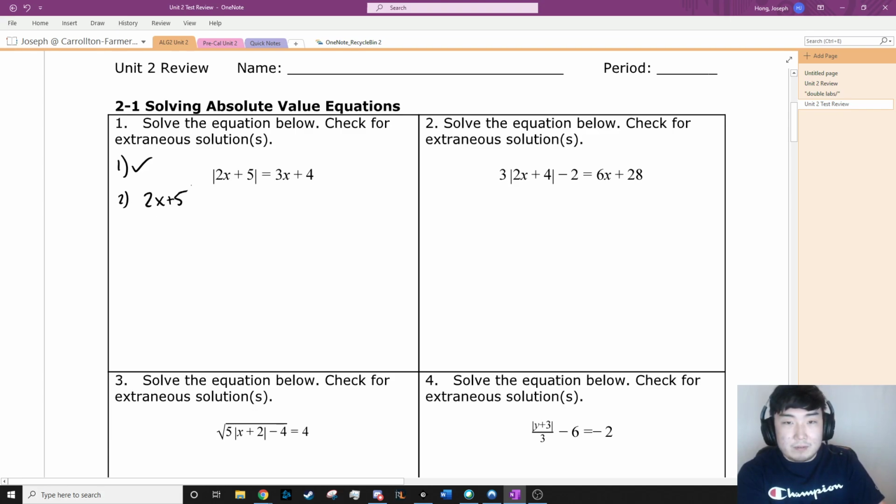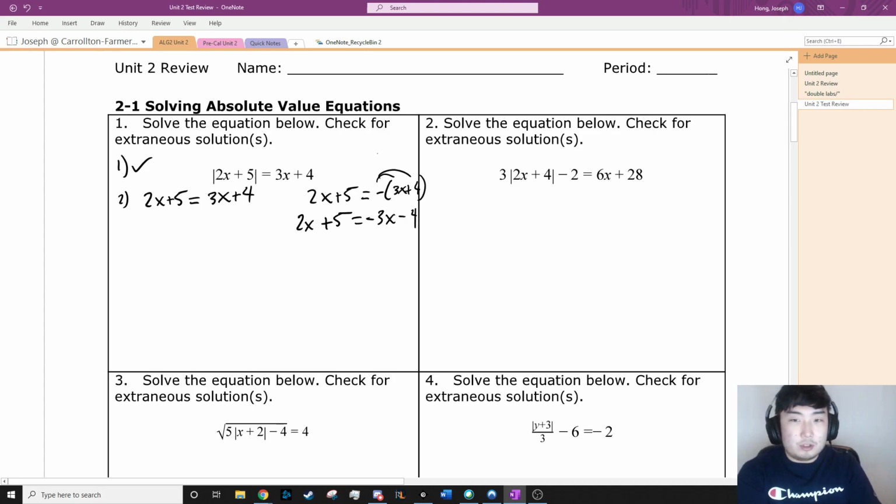2x plus 5 is equal to 3x plus 4. And 2x plus 5 is equal to negative (3x plus 4). Note that I put this in parentheses for the negative version because it's going to turn out to be this. I have to distribute the negative. It is important that you understand that.